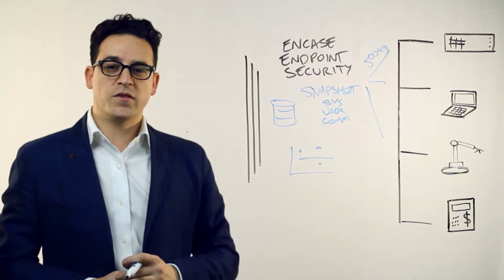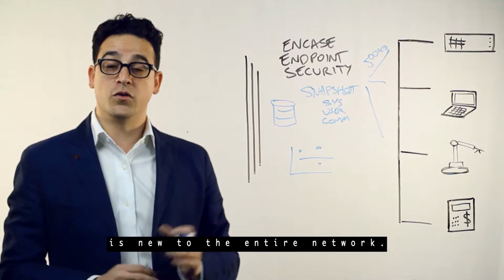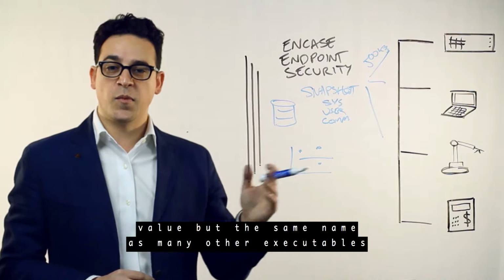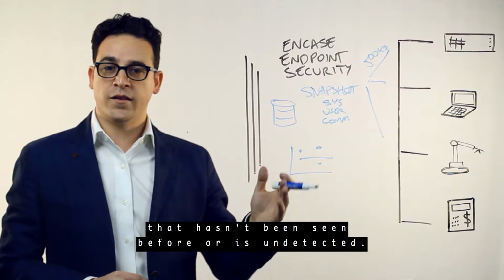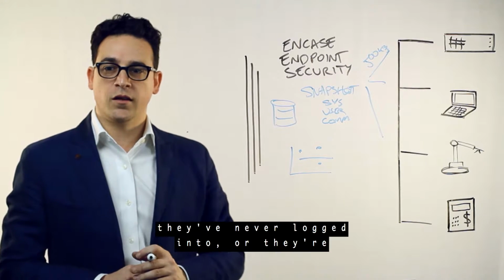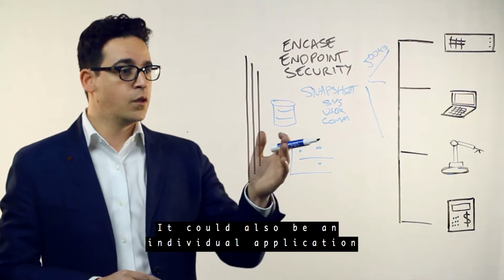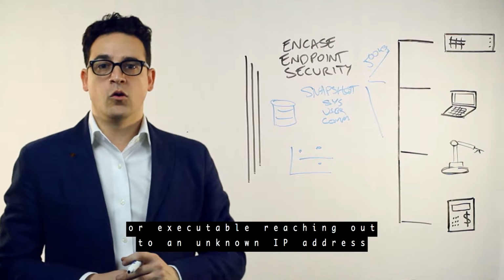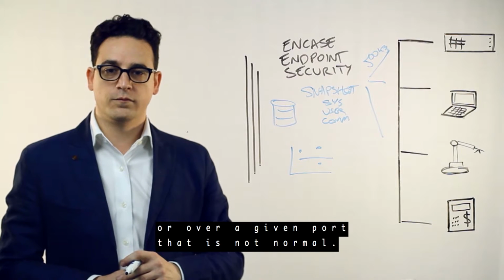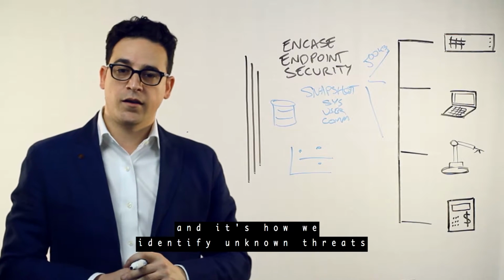System activity could be represented by an executable that exists on that machine that hasn't existed previously, or an executable that is new to the entire network. It could also be an executable with a different hash value, but the same name as many other executables in the network, identifying a variant that hasn't been seen before or is undetected. It could be a user who's logged into an individual machine they've never logged into, or they're running an application on a machine they've never accessed before. Could also be an individual application or executable reaching out to an unknown IP address or over a given port that is not normal. These anomalies are unique to EnCase Endpoint Security, and it's how we identify unknown threats within the organization.